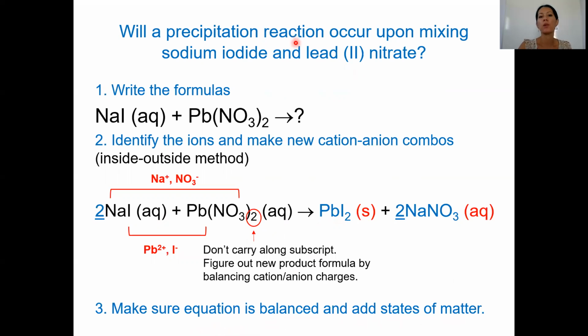The real question was, will a precipitation reaction occur? You would have looked at the solubility rules, sodium iodide. Normally iodides are soluble, but paired with lead, it's a solid and insoluble in water. All nitrates and also all group 1s are aqueous.